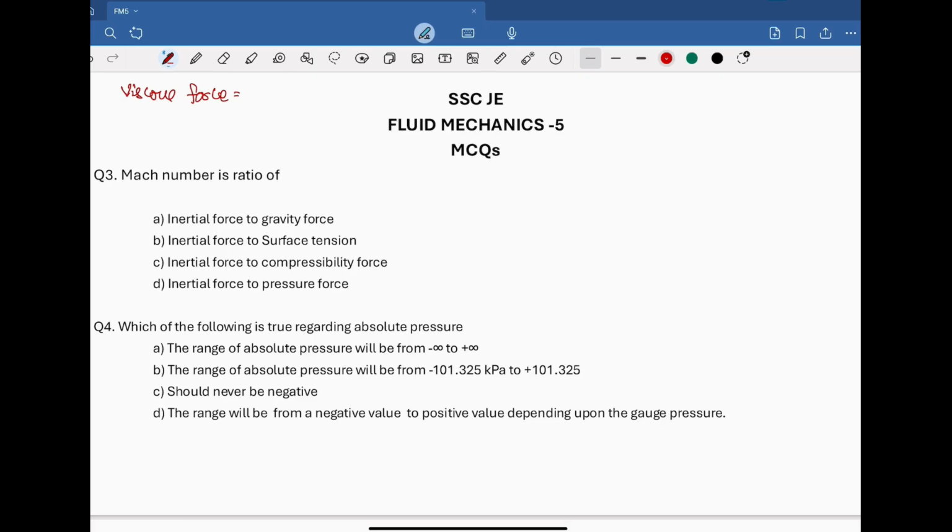What is the viscous force? Viscous force is nothing but shear stress into area. Shear stress is Newton by meter square, that is shear force by area. Shear stress into area is shear force, that is viscous force. What is shear stress? That is tau. Tau into A. What is tau from Newton's law? Tau is equal to mu into du by dy. That is Newton's law.